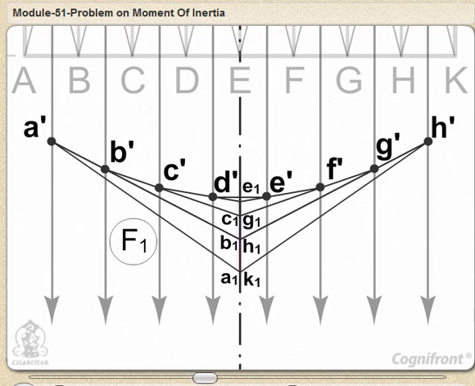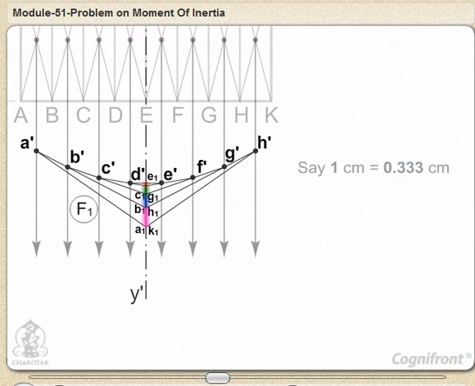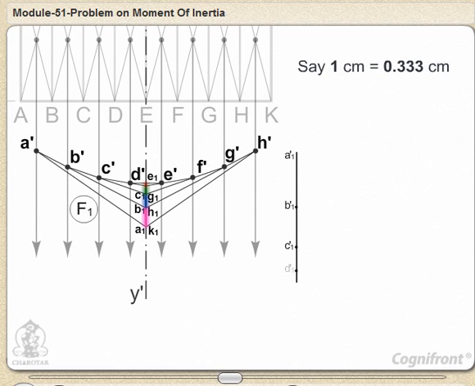Measure the intercepts A1B1, B1C1, etc. Assuming these intercepts to be forces and selecting a convenient scale, say 1 centimeter equals 0.333 centimeters, draw the second load line. While drawing this line, it should be noted that the intercepts for the strips on one side of the axis should be drawn in one direction, while those for the strips on the other side of the axis should be drawn in the opposite direction.